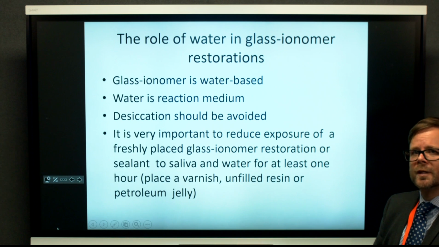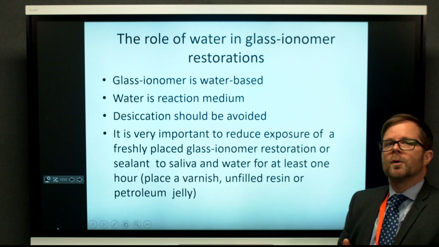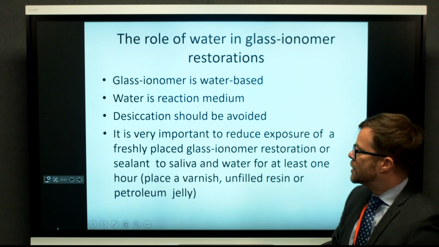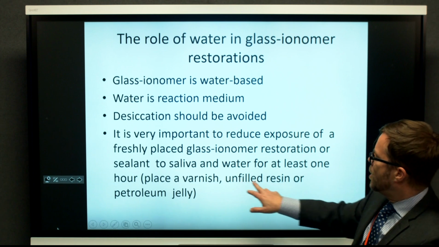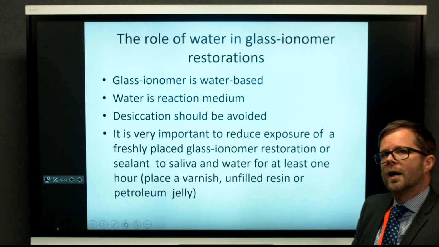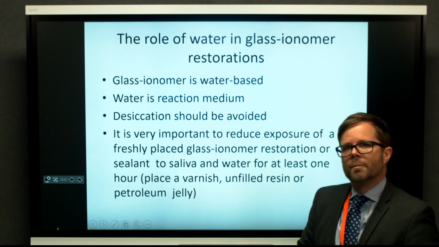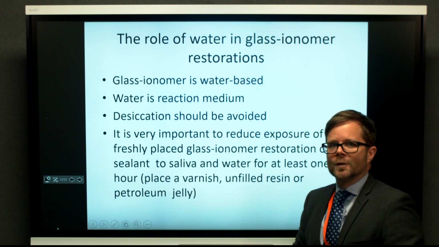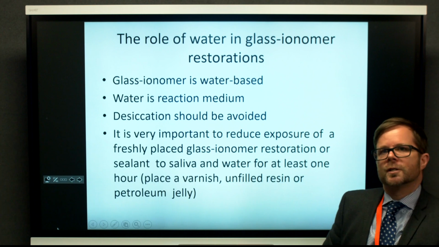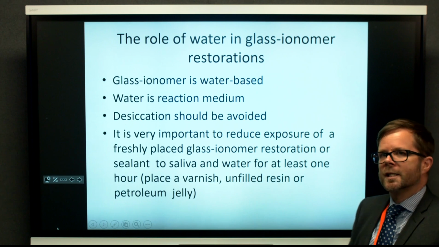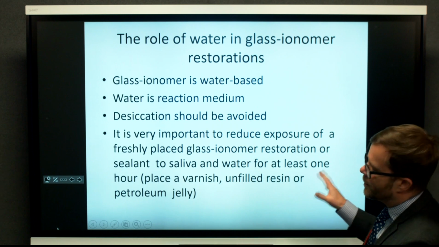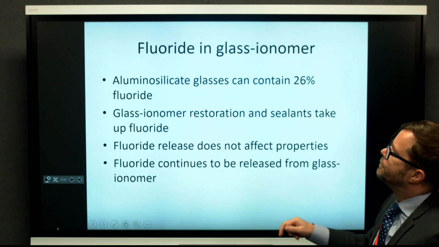And it's important that during the initial process we protect the restoration from moisture from the mouth. So in the field you might want to use petroleum jelly to place across the tooth and maybe have the patient bite on a cotton roll for as long as they possibly can. In a clinical situation, we might place a bonding agent over the top of the GIC just to protect it and to maintain that moisture content whilst the reaction is occurring.